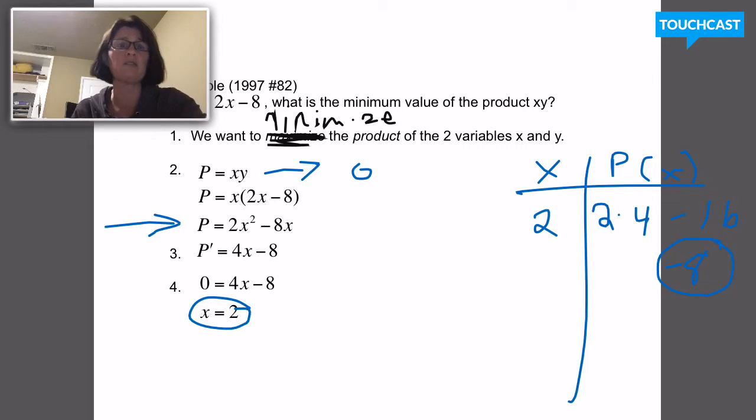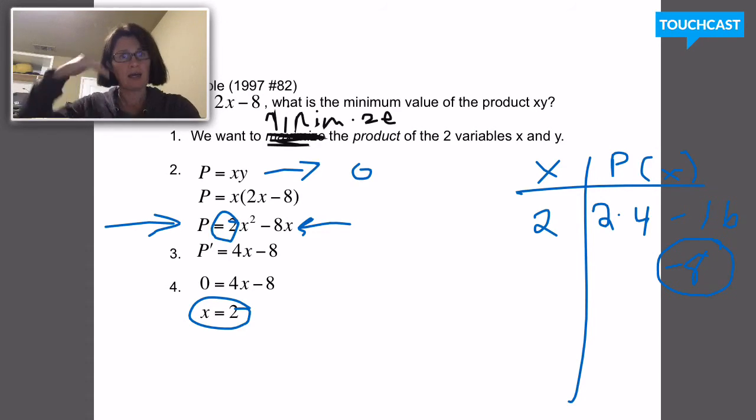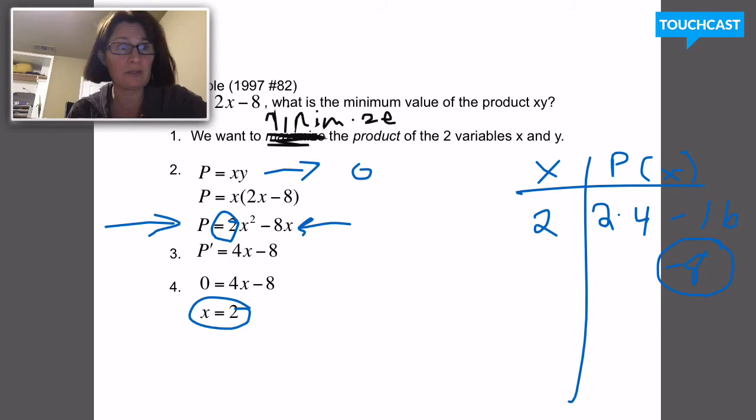There's another way you could think about it too. This function, p, when I write it as a function of one variable, is quadratic. That means if I graph it, it has to be a parabola. I notice the leading coefficient is positive. That means that the parabola must open up. That means that the vertex of the parabola must be a minimum of the parabola. So all of those together confirm for me that I have a minimum value of negative 8 when x equals 2.